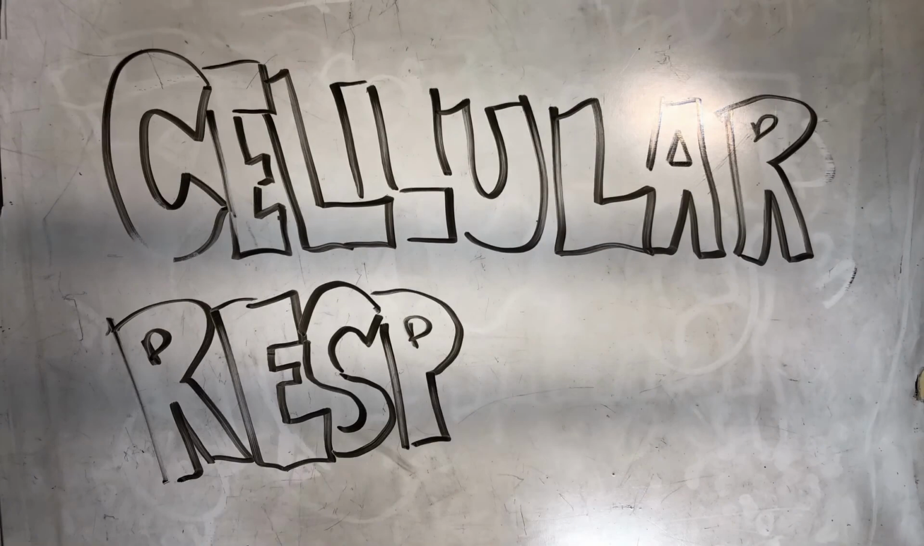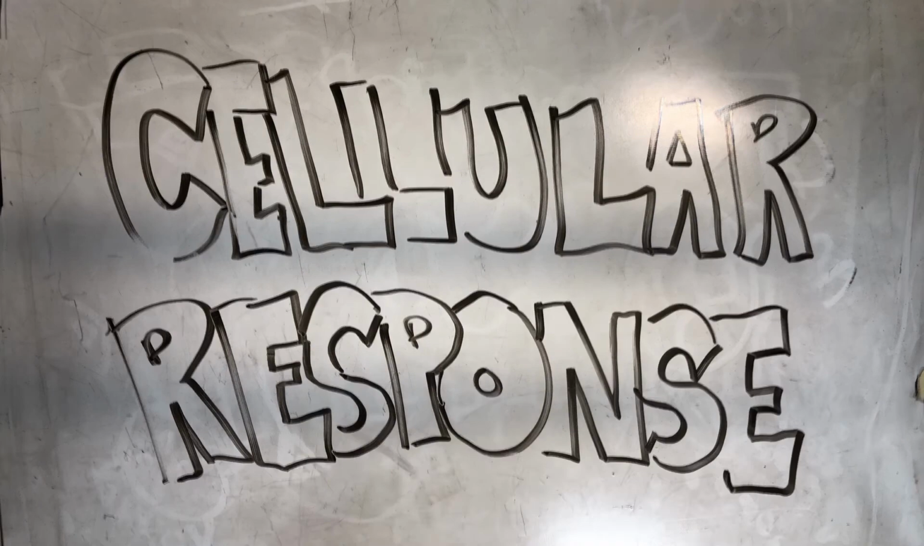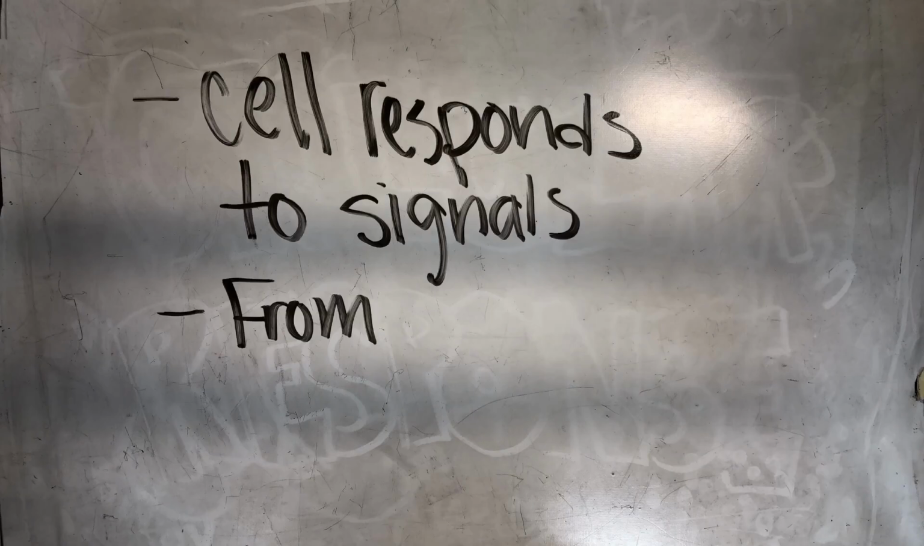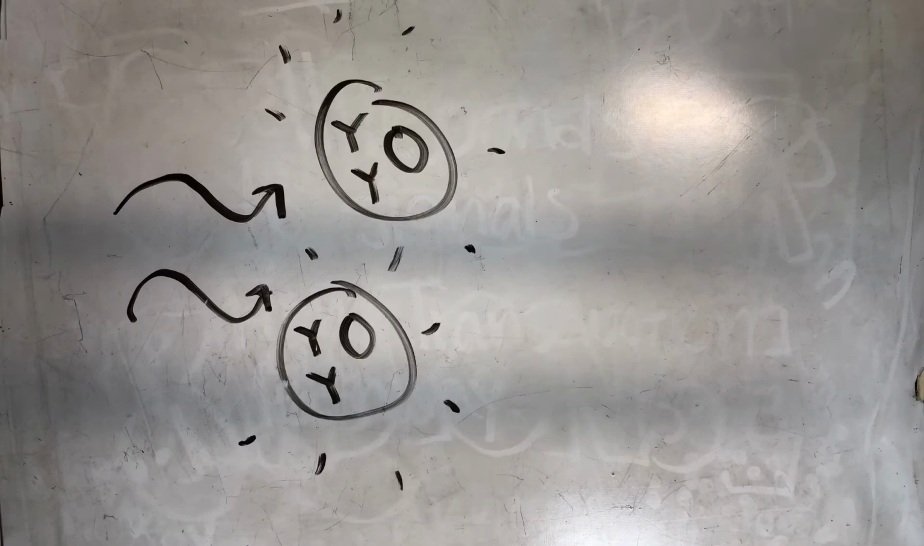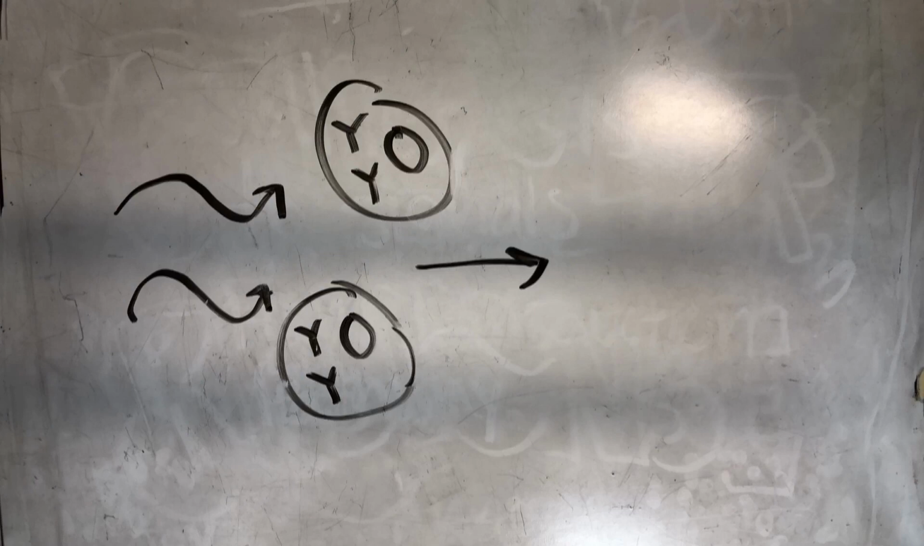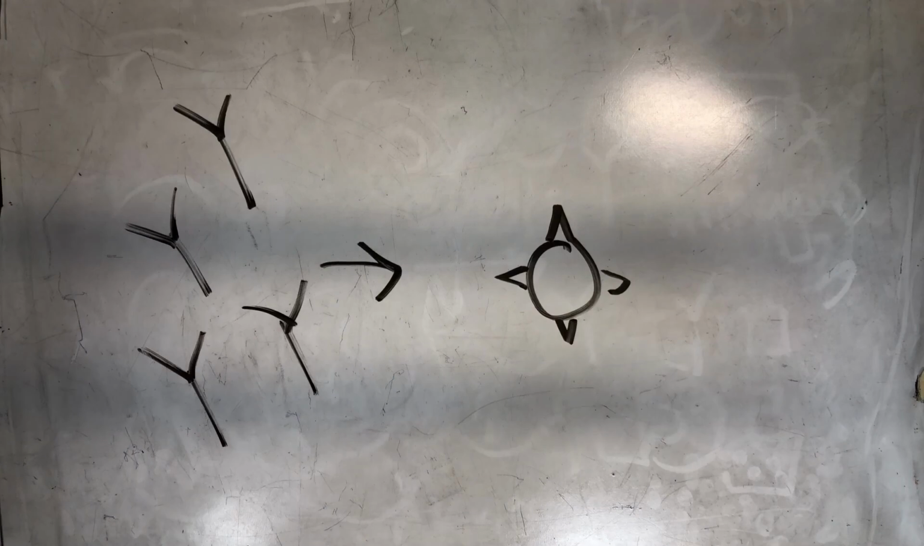Lastly, the cellular response is when a cell responds to signals that are transmitted through the transduction pathways due to the binding of the ligand to the protein receptor. The receptors ultimately cause events within the cell that change its behavior. In our model, the cellular response is a plasma cell producing antibodies. The plasma cell knows when to do this because of the transduction pathway in which the signal was amplified.